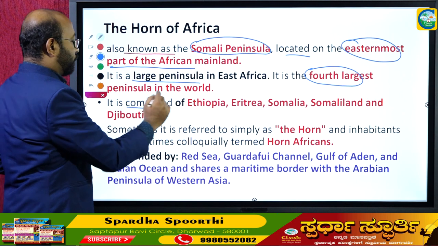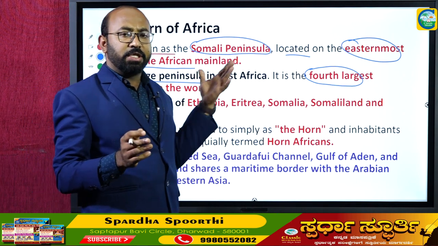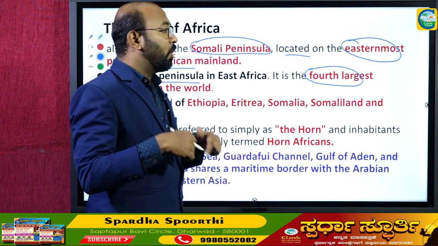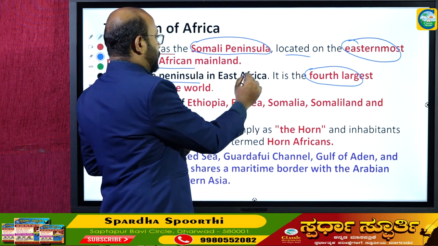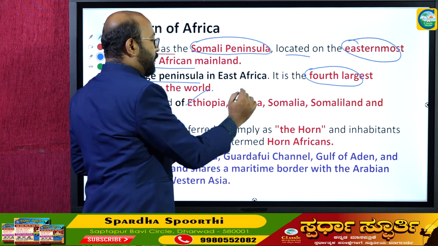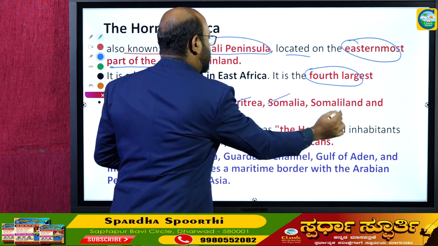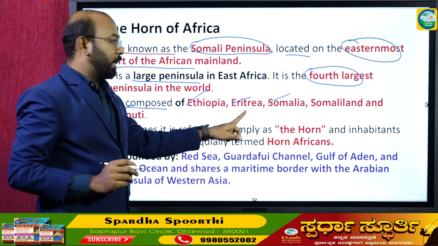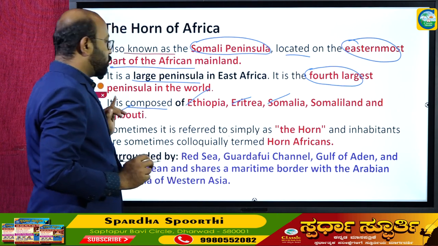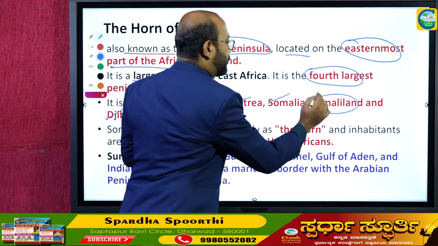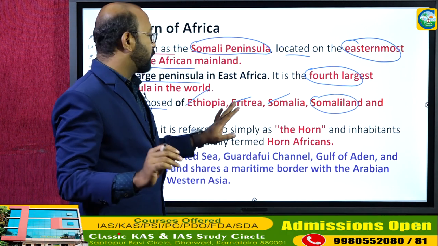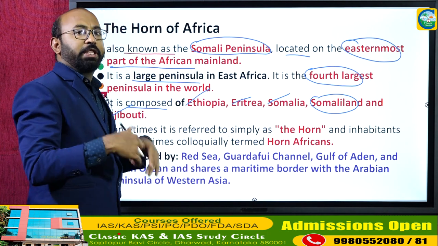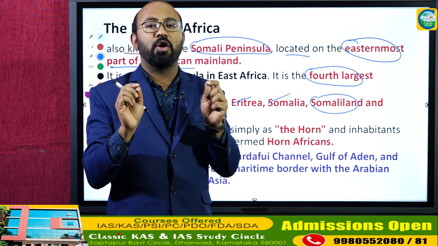There are some countries in this region. These four countries constitute the Horn of Africa. What are those four countries? They are Ethiopia, Eritrea, Somalia, and Djibouti. Somaliland is part of Somalia itself, so do not confuse. Ethiopia, Eritrea, Somalia, and Djibouti constitute the Horn of Africa.